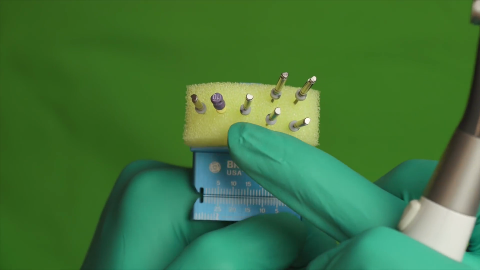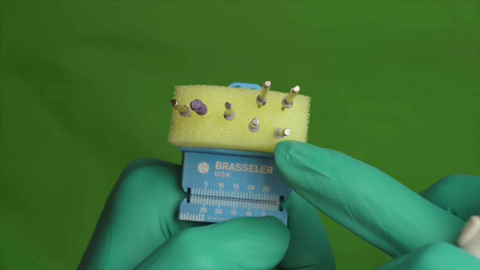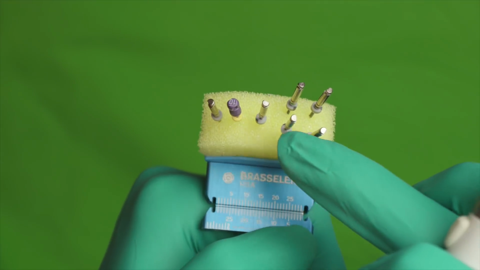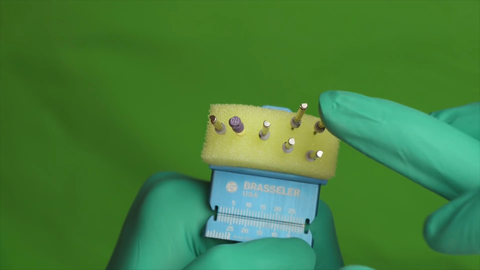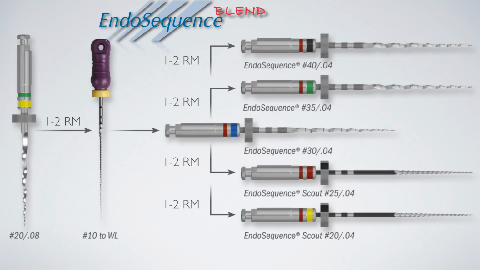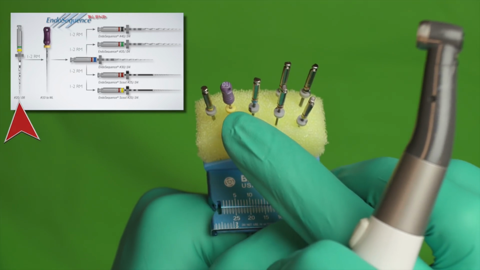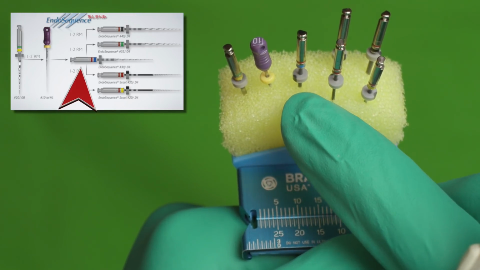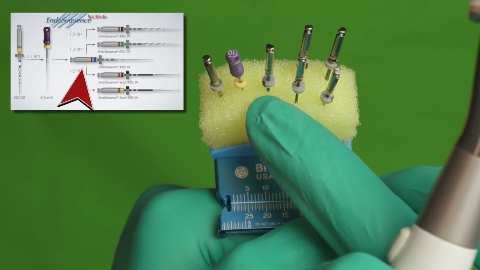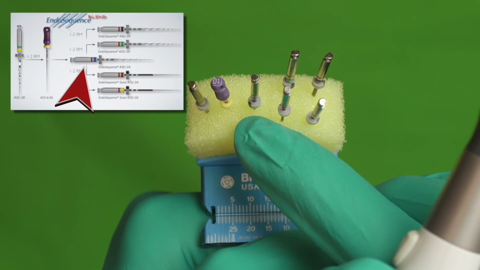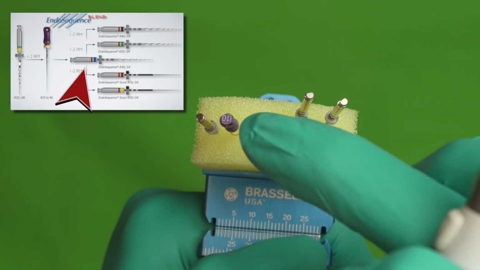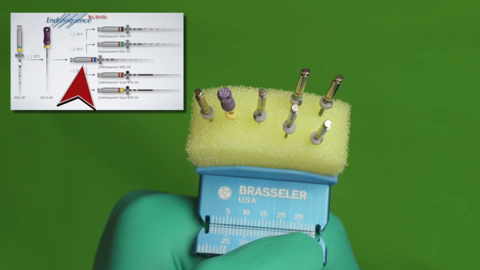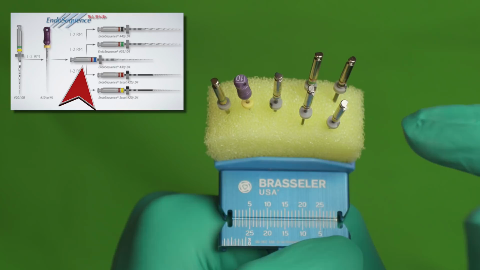I have the setup for the EndoSequence blend files in the same way, from a charting or organizational point of view, in the same exact way as we have in the technique card, so that we start with the orifice opener followed by the size 10 hand file, and then we have the size 30, which is the most important instrument in the blend protocol, which triages the canal that you're dealing with into either large, in which case you move up in sizes from a size 30 up to 35, 40, and continue all the way to size 80 as needed.